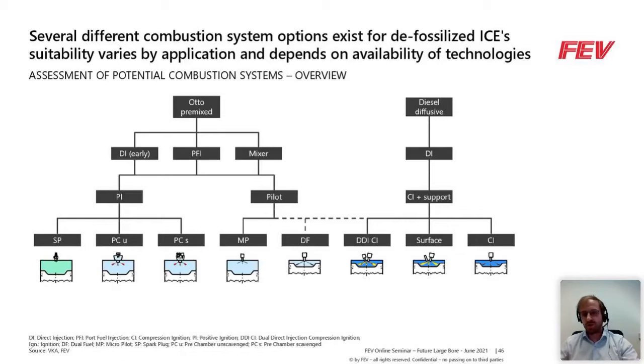For some alternative fuels, we will, however, need some kind of support for the compression ignition. So the outcome regarding the combustion systems would be a compression ignition concept for fuels with a diesel-like ignitability. Then we have a surface ignition concept for fuels that have a lower ignitability than diesel, but a high tendency for hot surface ignition. And then we have the dual direct injection compression ignition concept. This is how we call it.